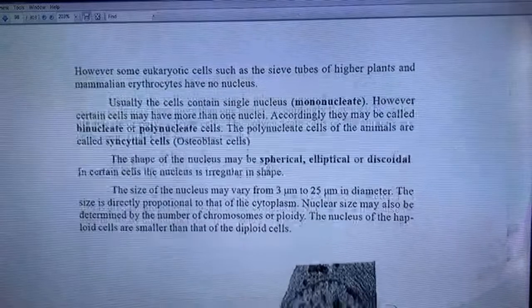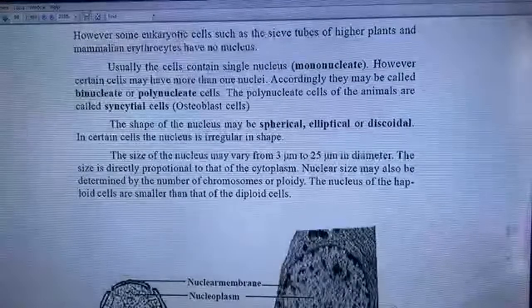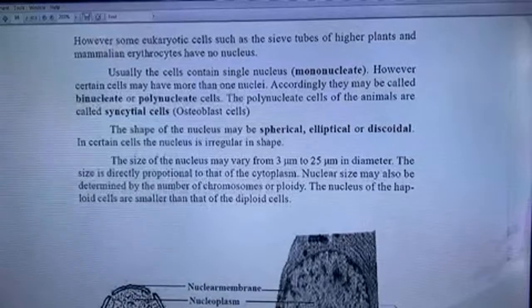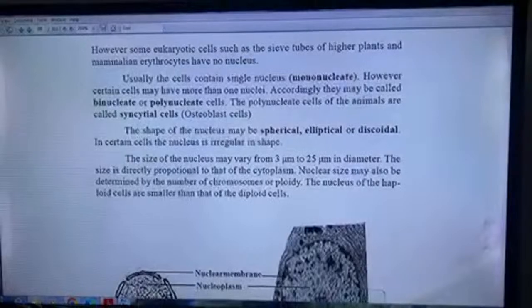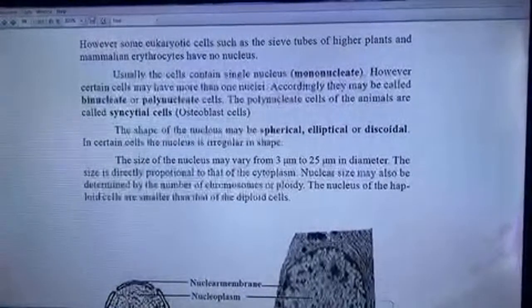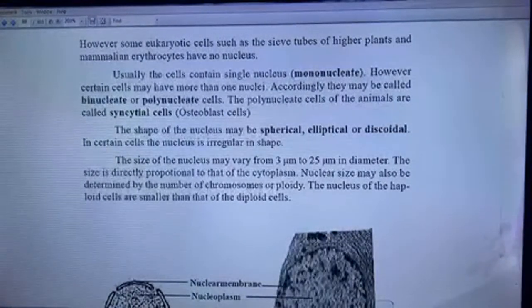However, some eukaryotic cells, such as sieve tubes of higher plants and mammalian erythrocytes, have no nucleus. Usually, the cells contain a single nucleus, mononucleate. However, certain cells may have more than one nucleus. Accordingly, they may be called binucleate or polynucleate cells.